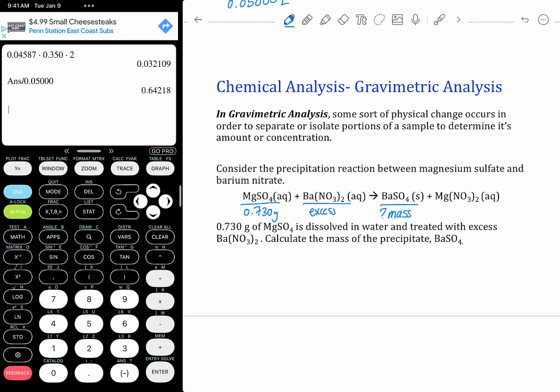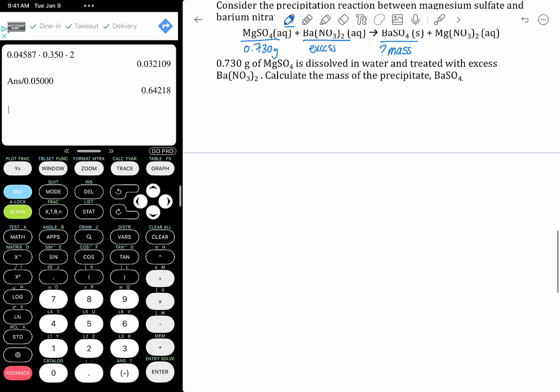So we want to go from mass of magnesium sulfate to mass of barium sulfate. So we know that if we have masses, we can find moles, and if we have moles, we can find masses, because we just have to use our molar masses to convert. Okay, this is very similar, if not the exact same thing, that we've been looking at in our previous problems when we started to introduce these stoichiometry calculation problems. So for this problem, we are going to start with our 0.730 grams of magnesium sulfate.